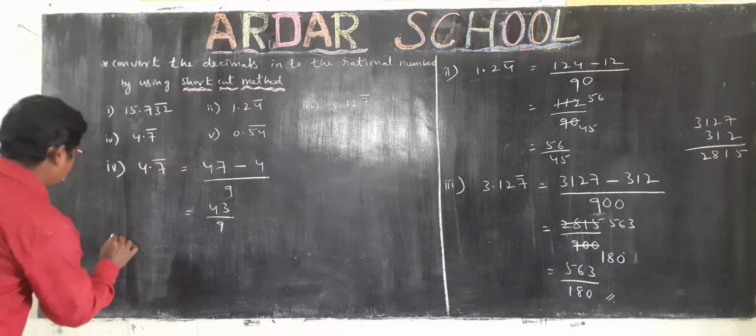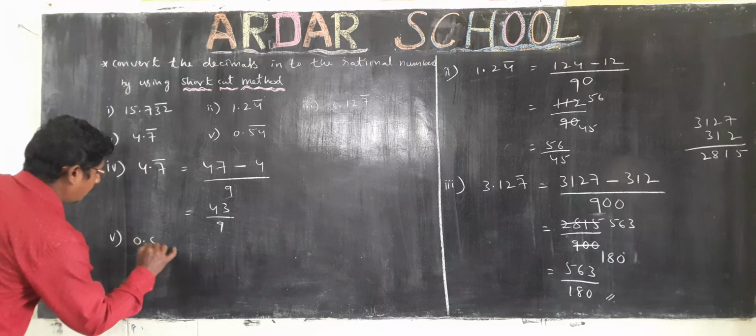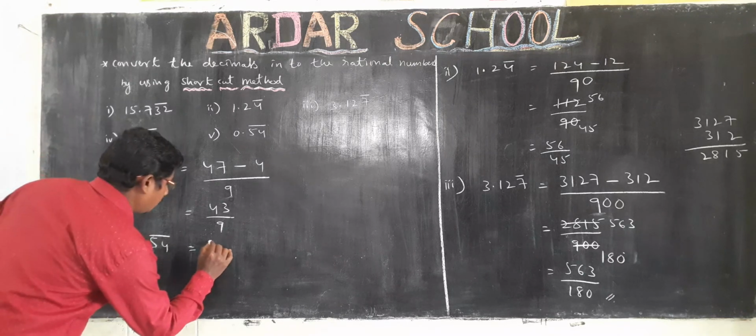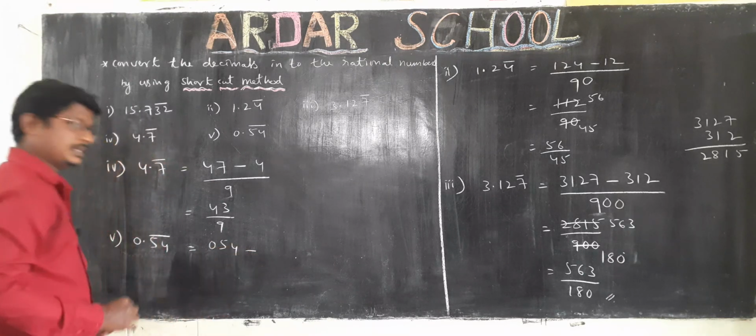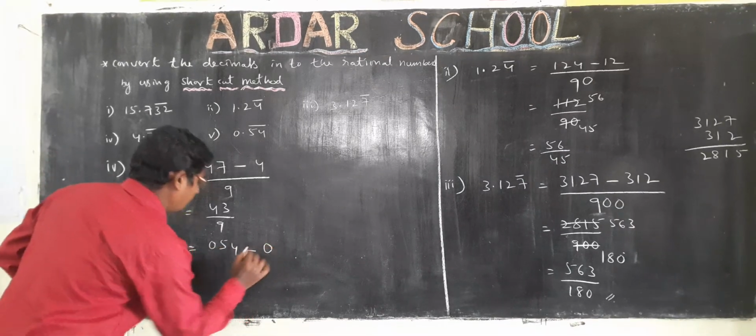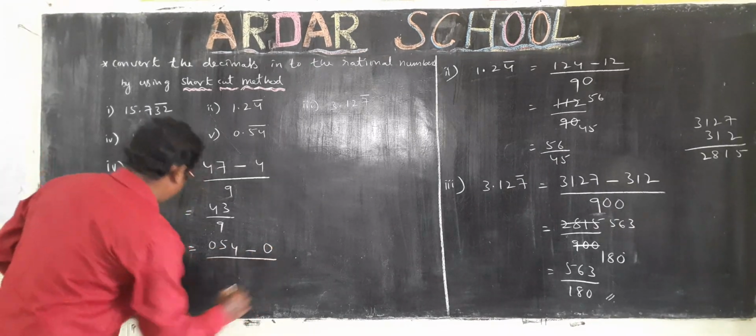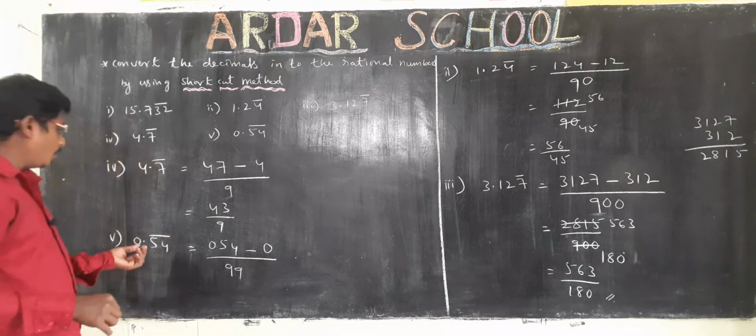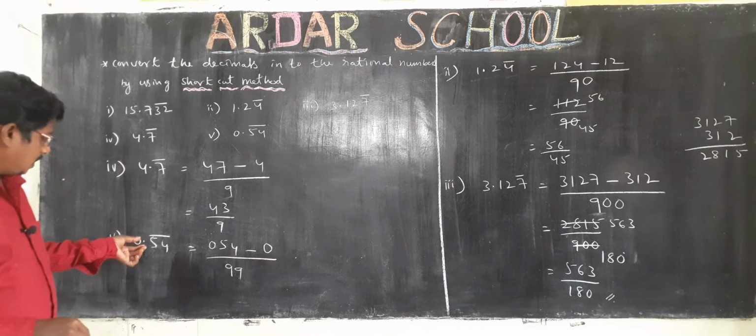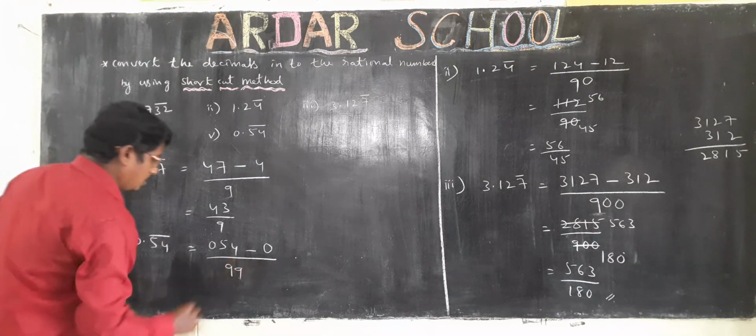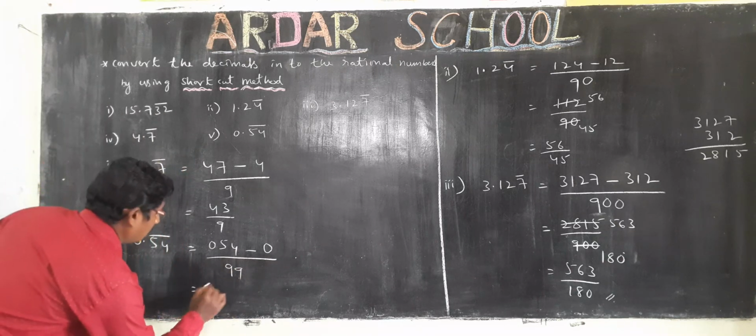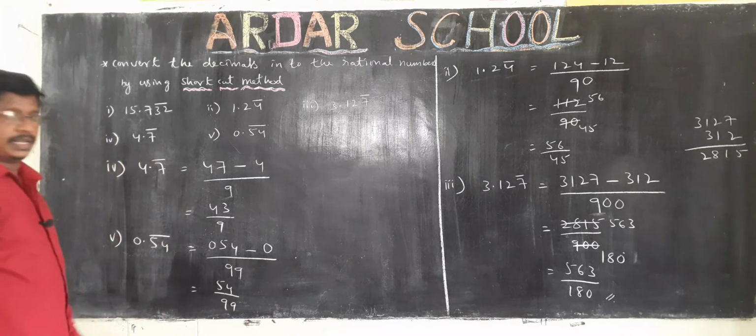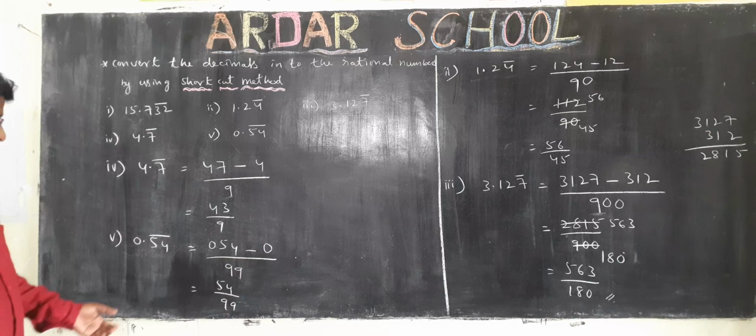Next, the fifth one, 0.54 bar. How to write the total number: 054 minus, there is no number before the recurring part, 0, by, here the periodicity is 2. That's why I write 2 nines. Here there is no decimal digit between the decimal point and the recurring part, so no need to write 0. That is 54 minus 0, 54 by 99. That is okay. Understood?